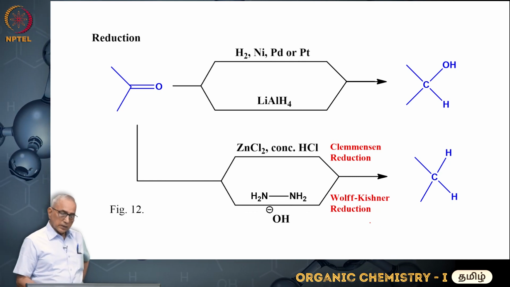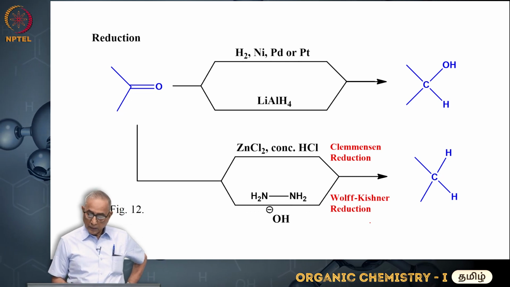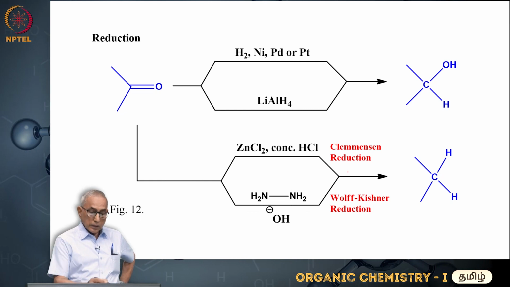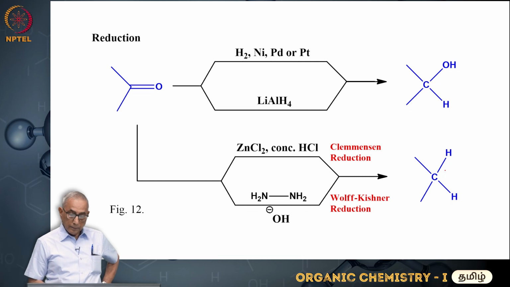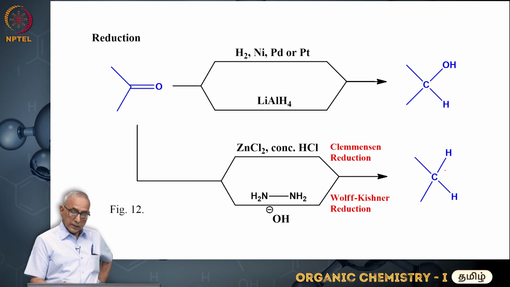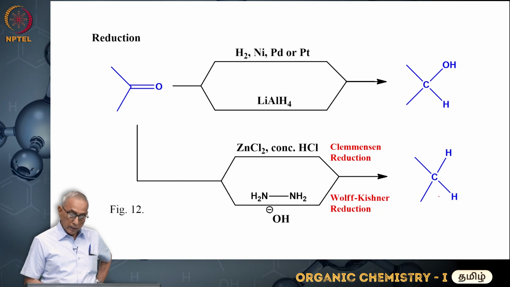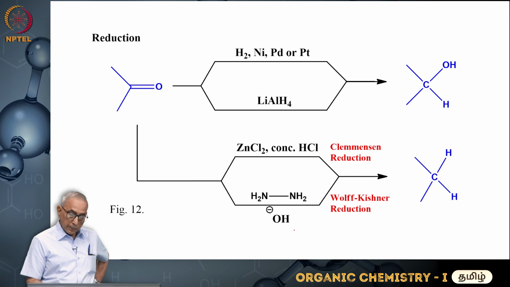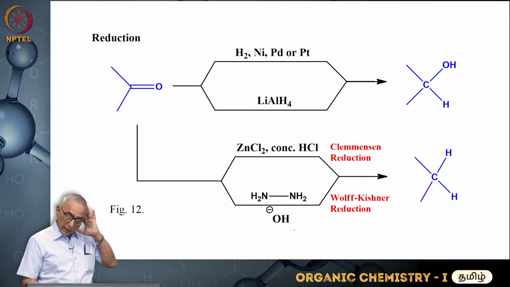Here there are two choices. One is zinc chloride and concentrated HCl. This is called Clemmensen reduction. It will reduce the double bond by adding 2 hydrogens to get the hydrocarbon. The zinc chloride and concentrated HCl, Clemmensen reduction, forms the hydrocarbon. The other reagent is hydrazine in the presence of hydroxide. We will see the hydrazine later.